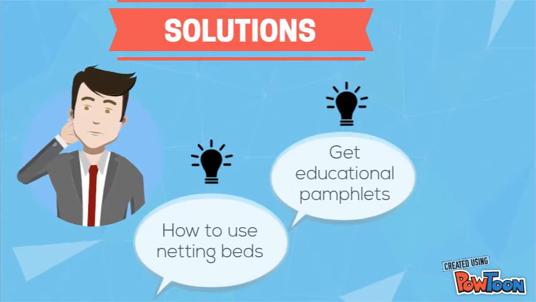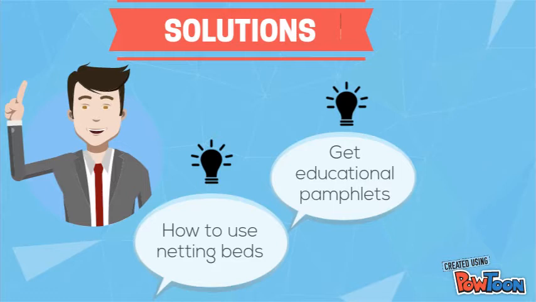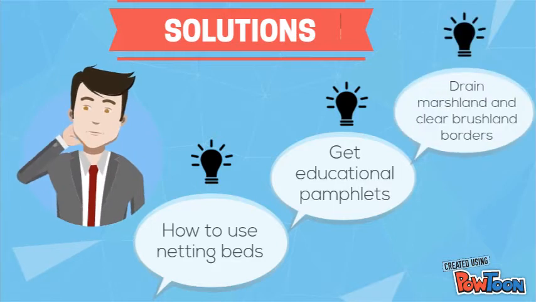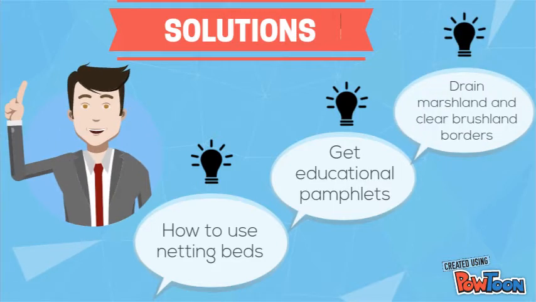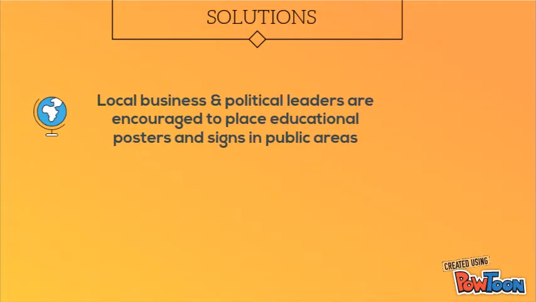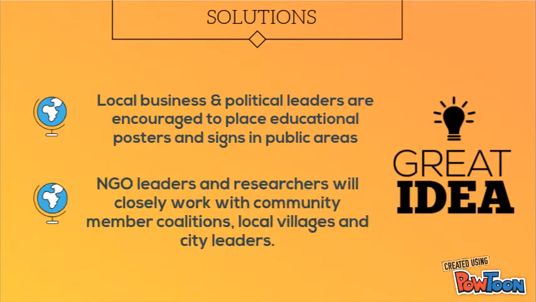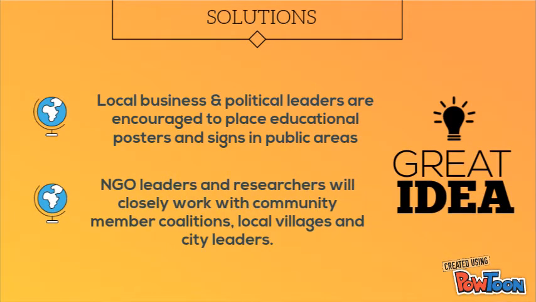Local communities will be encouraged to drain marshland and clear brushland borders in areas close to densely populated areas and outside of dam perimeters. Local businesses and political leaders will be encouraged to place educational posters and signs in public areas such as marketplaces. NGO leaders and researchers will work closely with community member coalitions, local village, and city leaders.